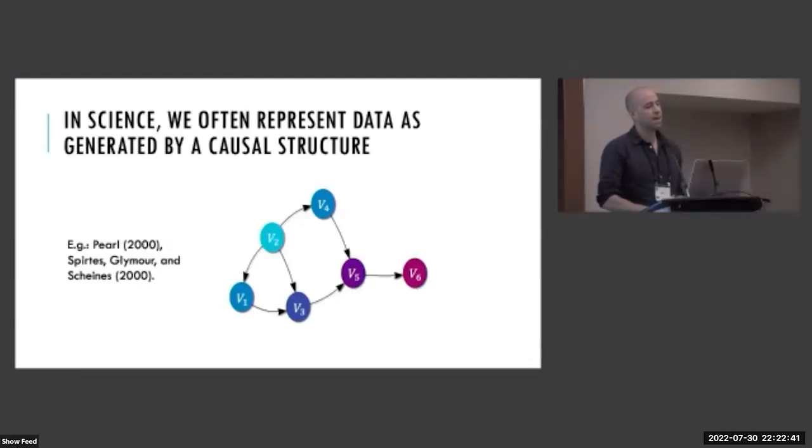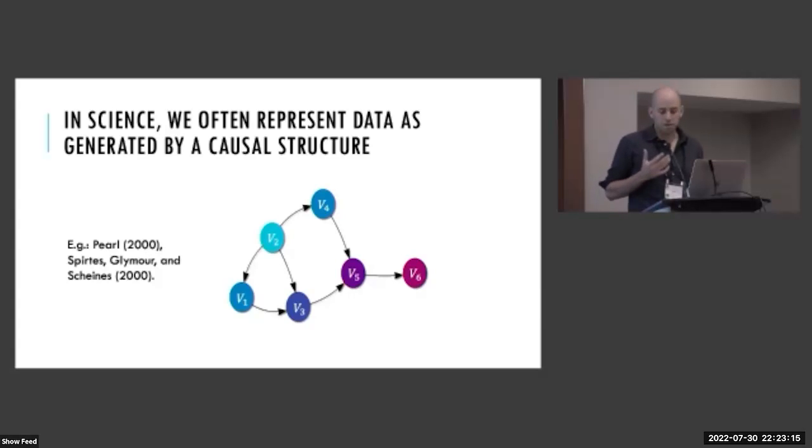So in science, we often represent data as generated by a causal structure. We see our world as causally structured, and you have mathematical frameworks for doing this by people like Judea Pearl and Spirtes, Glymour and Scheines, using Bayesian networks, right? So they use Bayesian networks, which are these directed graphs in which the nodes are random variables and the edges are meant to represent causal relations between those variables, as this way of representing our world as causally structured, the data generating process as a causal structure.